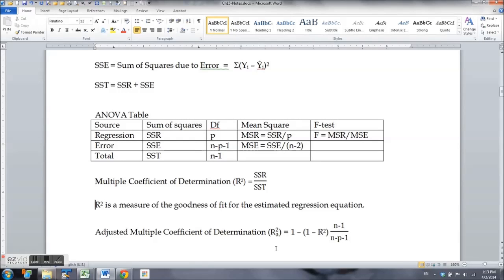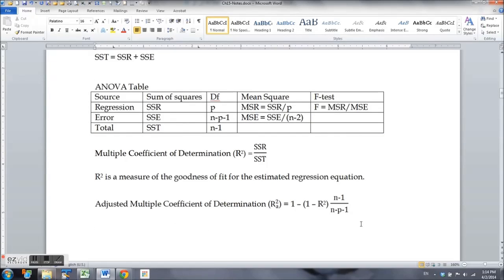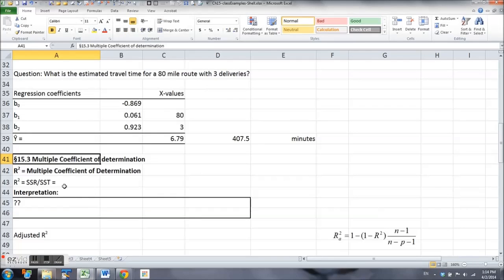So R squared sub A, the adjusted coefficient of determination, is a better measure to look at when you add more variables, to see whether R squared sub A goes up. Because R squared will always go up, there is no point in looking at R squared alone. So this is the adjusted coefficient of determination. Let's look at these concepts in the Excel file now.